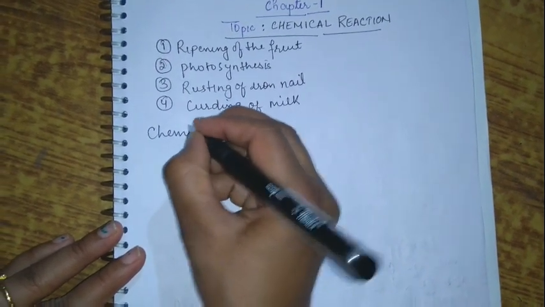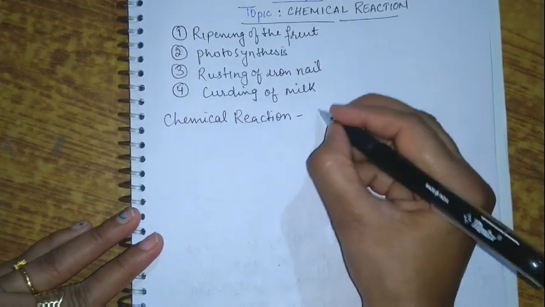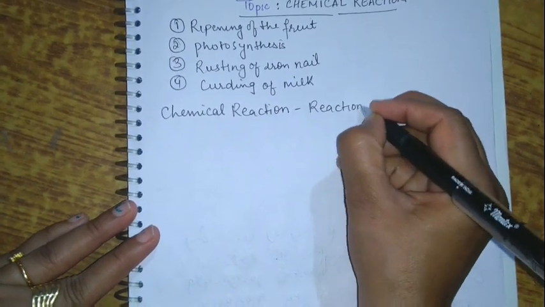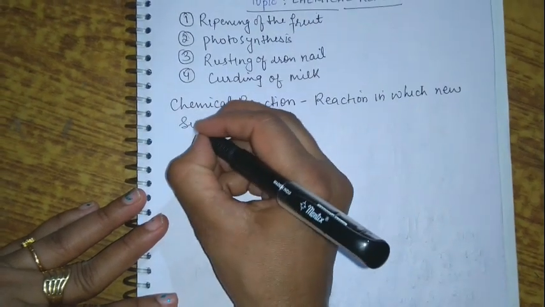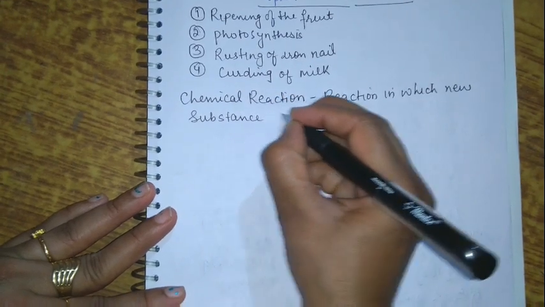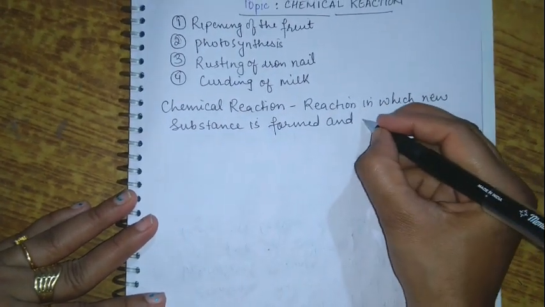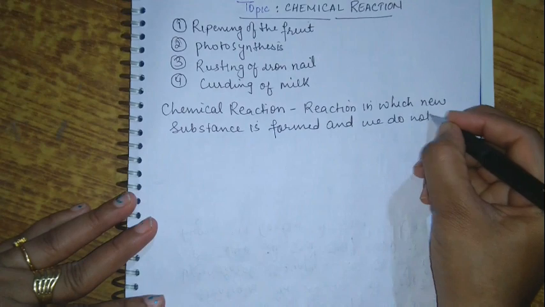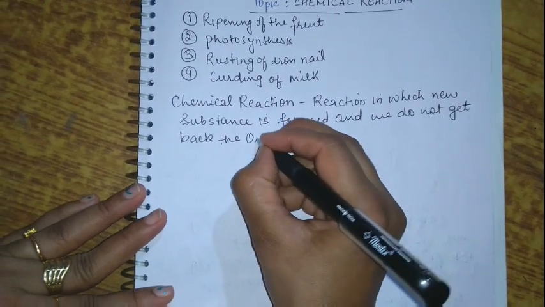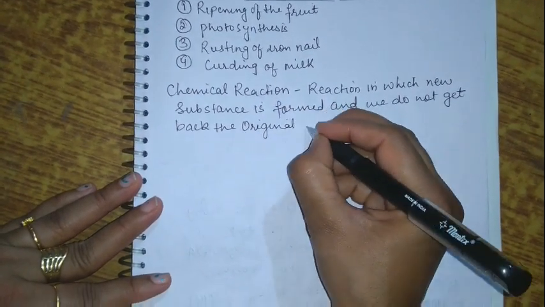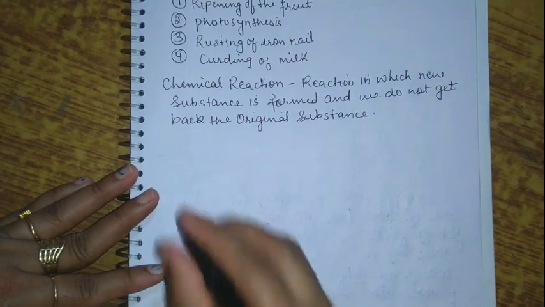That means, I'll write the definition. In which a new substance is formed, reaction in which new substance is formed and we do not get back the original substance is called a chemical reaction.